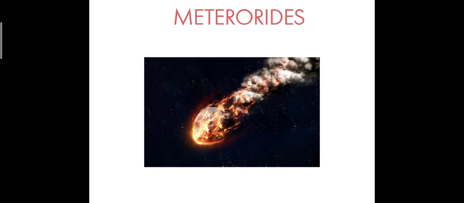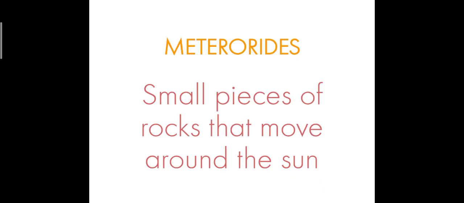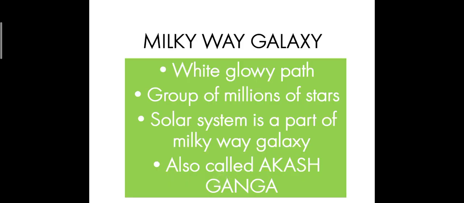Children, the next type of celestial body is meteoroids. Meteoroids look something like this. They are small pieces of rock that move around the sun. Just like asteroids, they move in between Mars and Jupiter. Meteorites are the small pieces of rocks that move around the sun. I hope you are clear with asteroids and meteoroids.